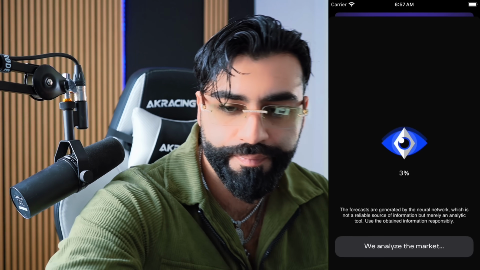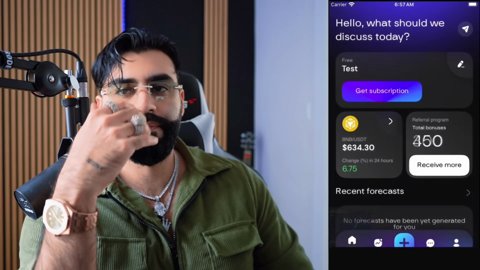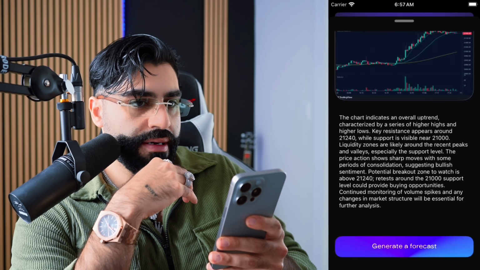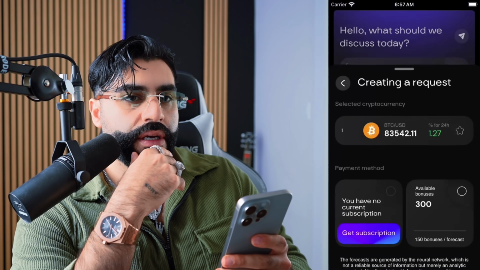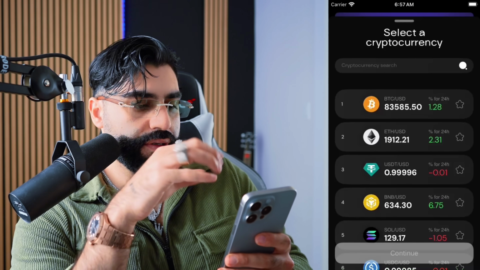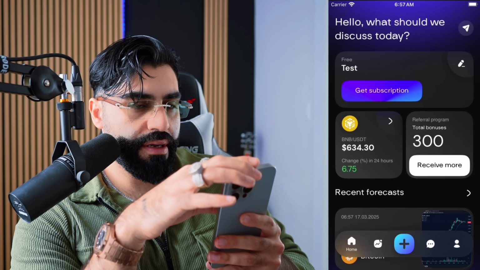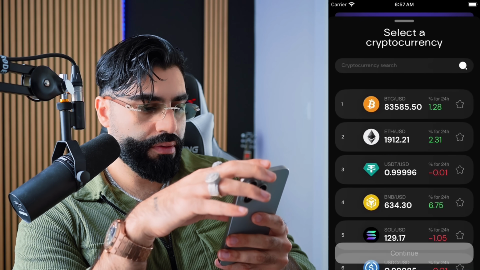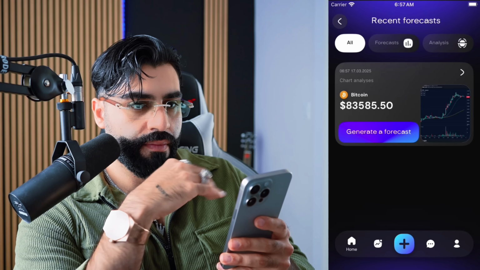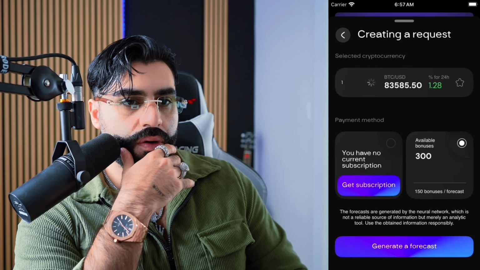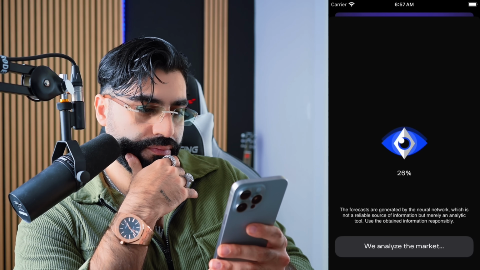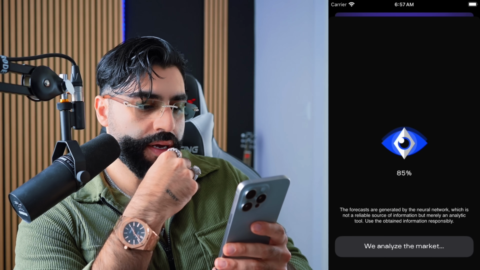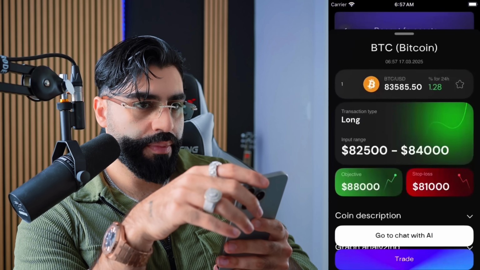Generate, boom. There it is. It is completed now. It has generated a chart analysis for us, the overall look at a chart. We want to find out where the price of Bitcoin is going to go, so we're going to select BTC right there. Boom. Very cool. Generate the forecast. There we go. It's analyzing again. Come on now, feed us. Boom, here we go. Bitcoin.